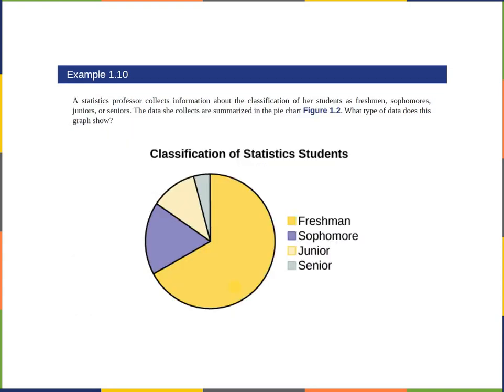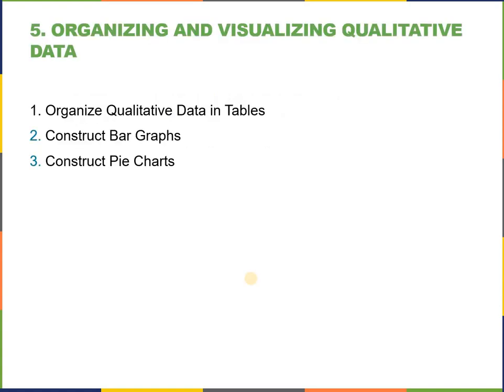Example 1.10. A statistics professor collects information about the classifications of her students as freshmen, sophomores, juniors, and seniors. The data she collects are summarized in the pie chart below. What type of data does this graph represent or show? Since the data here represents labels of the students or categories of the students, this type of data is going to be qualitative or categorical data. Here's your hint. Whenever you see a pie chart, that is going to be qualitative or categorical data. You cannot use pie charts to represent quantitative data. We will discuss this later in this chapter.